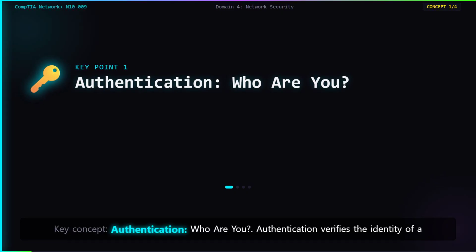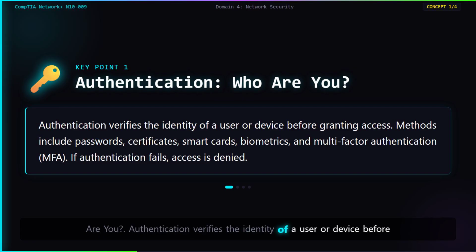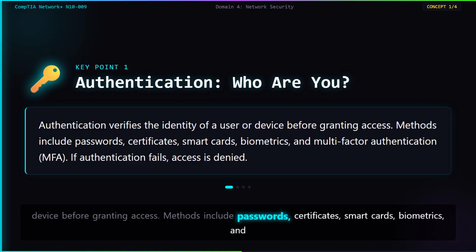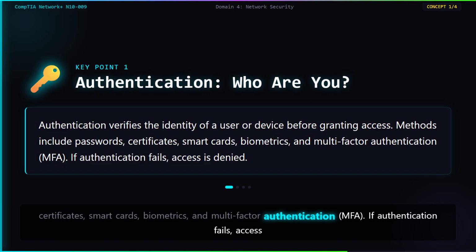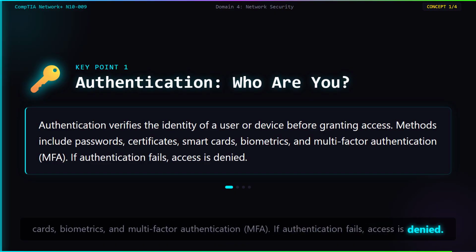Key concept: authentication. Who are you? Authentication verifies the identity of a user or device before granting access. Methods include passwords, certificates, smart cards, biometrics, and multi-factor authentication, MFA. If authentication fails, access is denied.